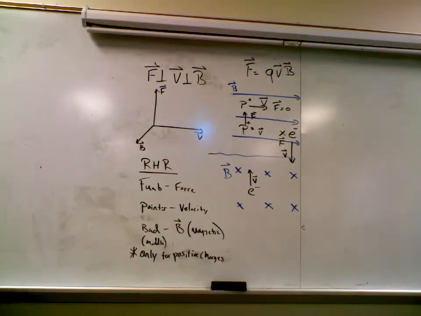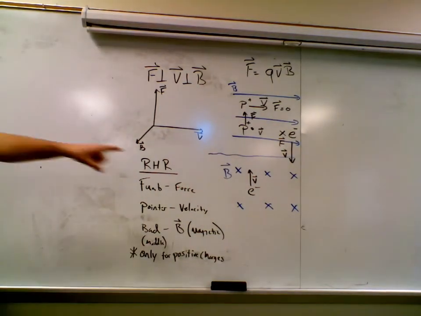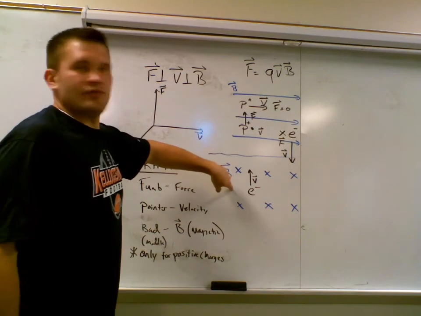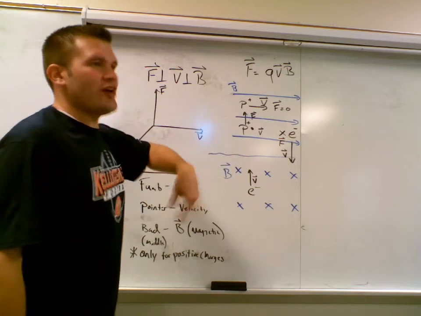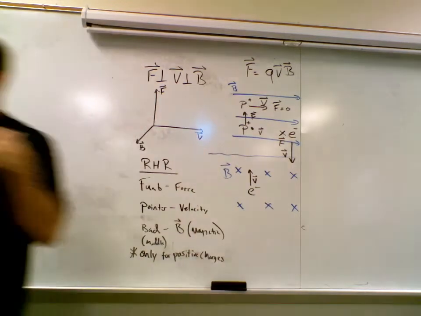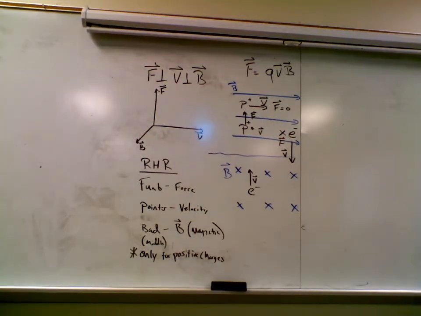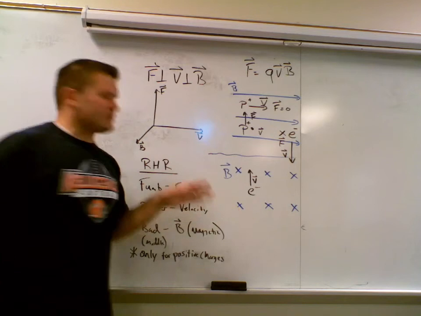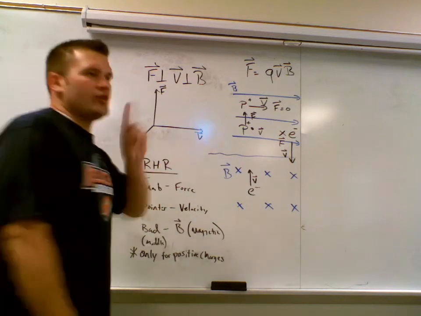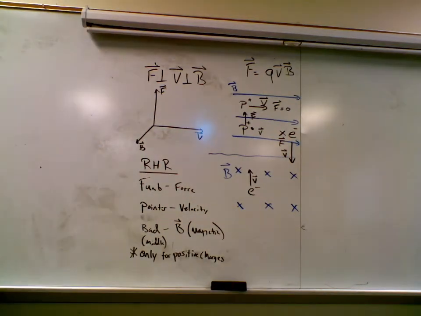Electron is traveling up in a magnetic field that is going into the board. Remember, X's mean the arrow is going away from you, right? So the X's are into the board, so the B field is going into the board, velocity's upward. I want to know which way this electron feels a force.